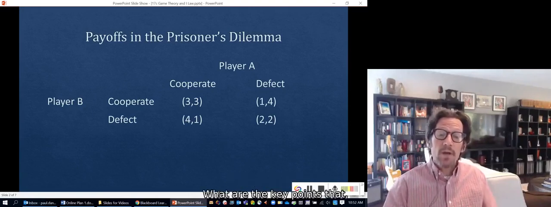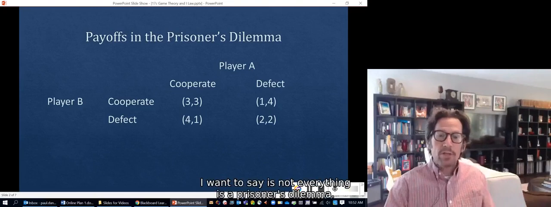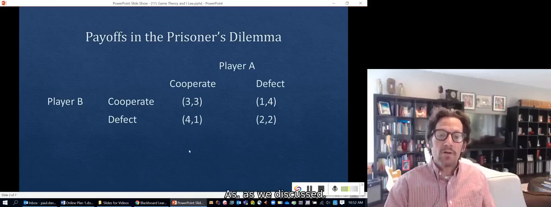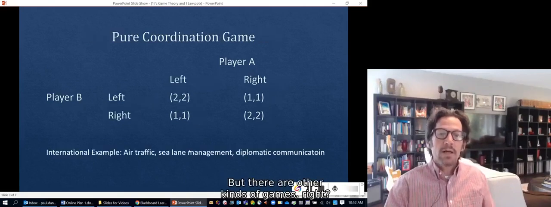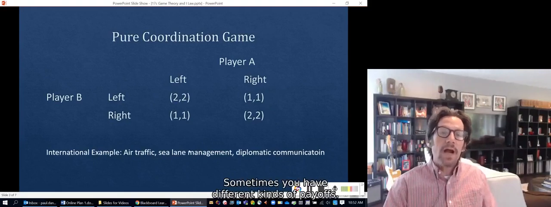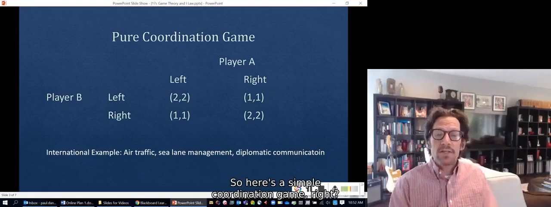One of the key points that game theorists and scholars of international politics want to say is not everything is a prisoner's dilemma. This is a particularly tricky game to solve, as we discussed. But there are other kinds of games. Sometimes you have different kinds of payoffs. So here's a simple coordination game.